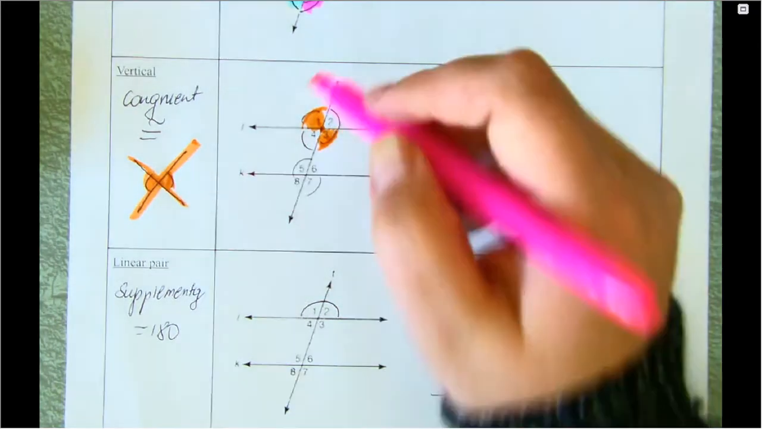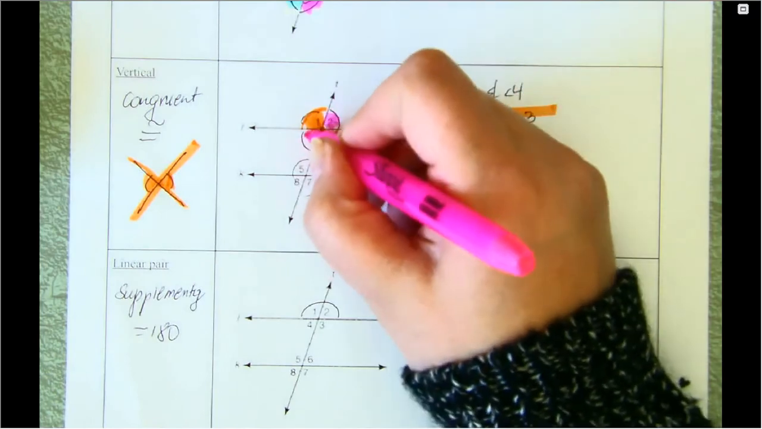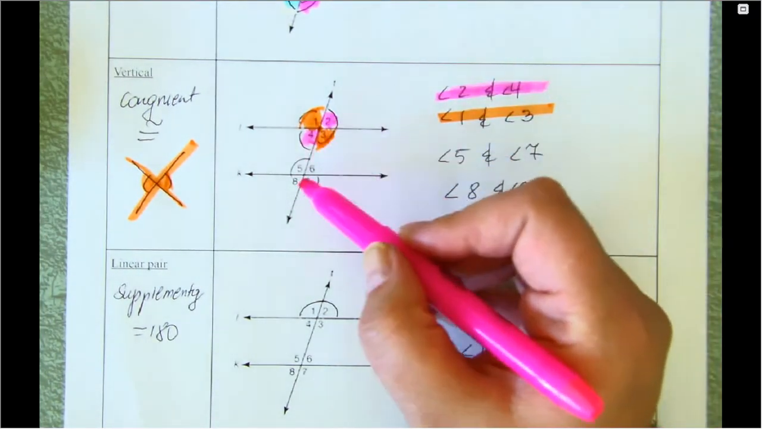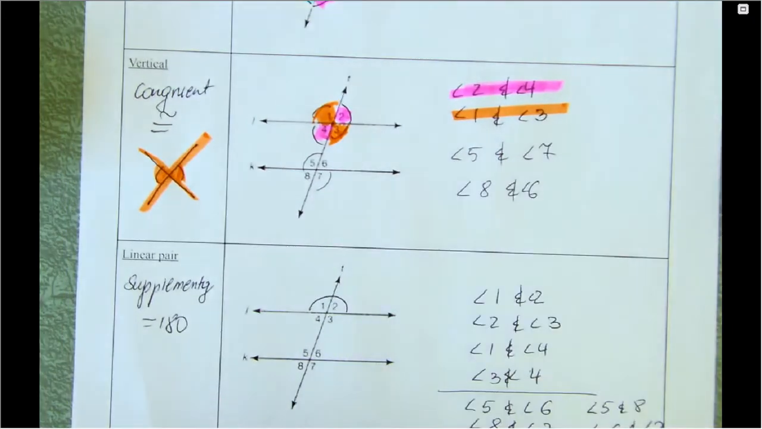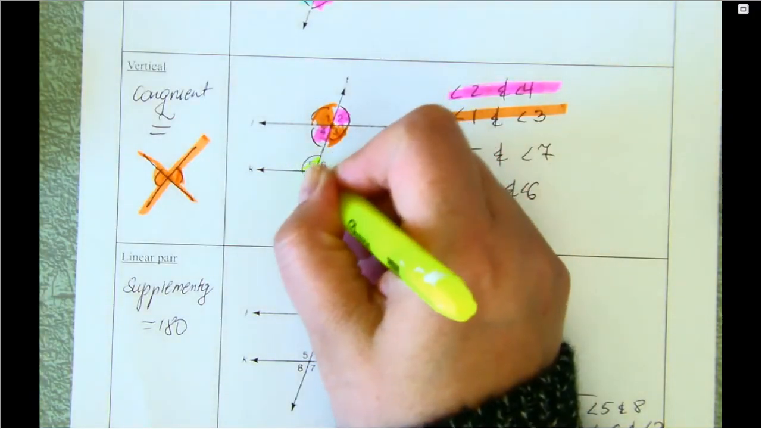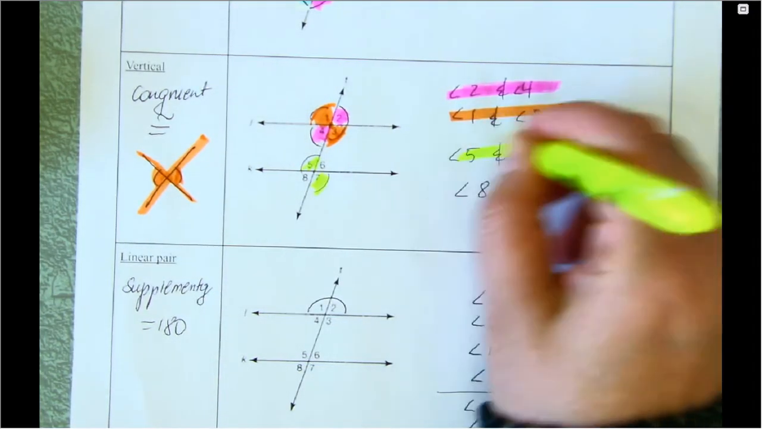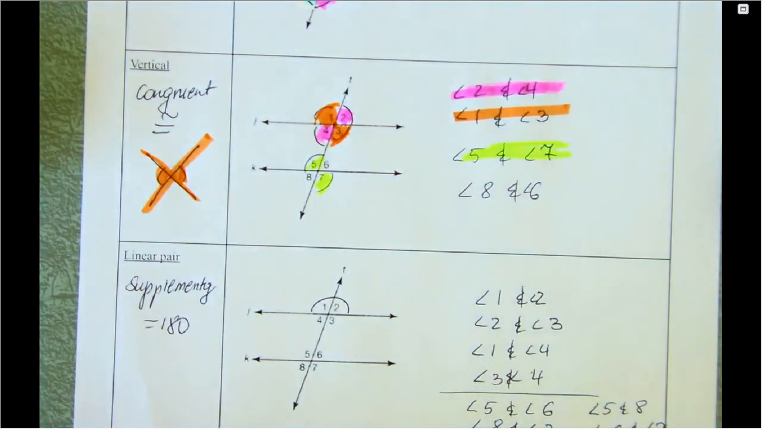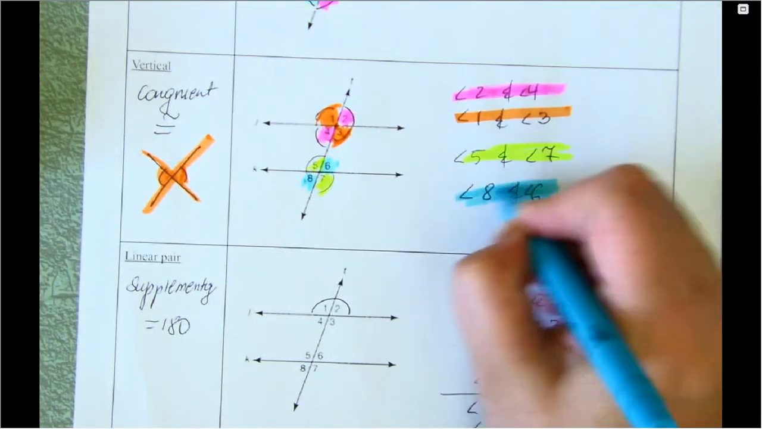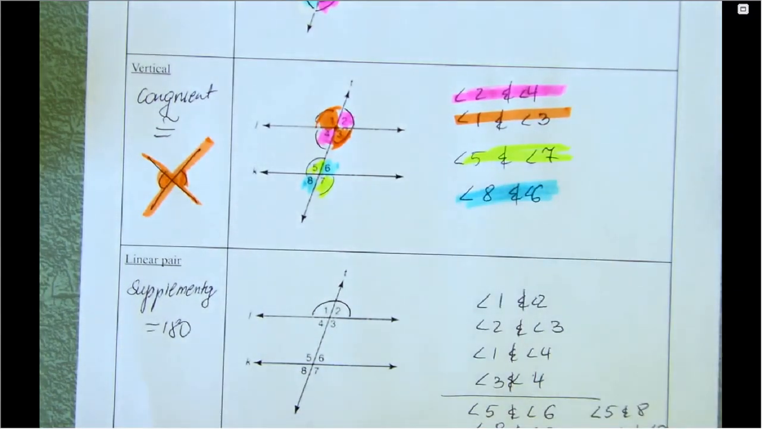Okay, 2 and 4 are vertical. I cannot call 2 and 8 vertical because they're not touching. They don't have the same vertex. 5 and 7 are vertical. And also 6 and 8 are vertical. And vertical angles are congruent.